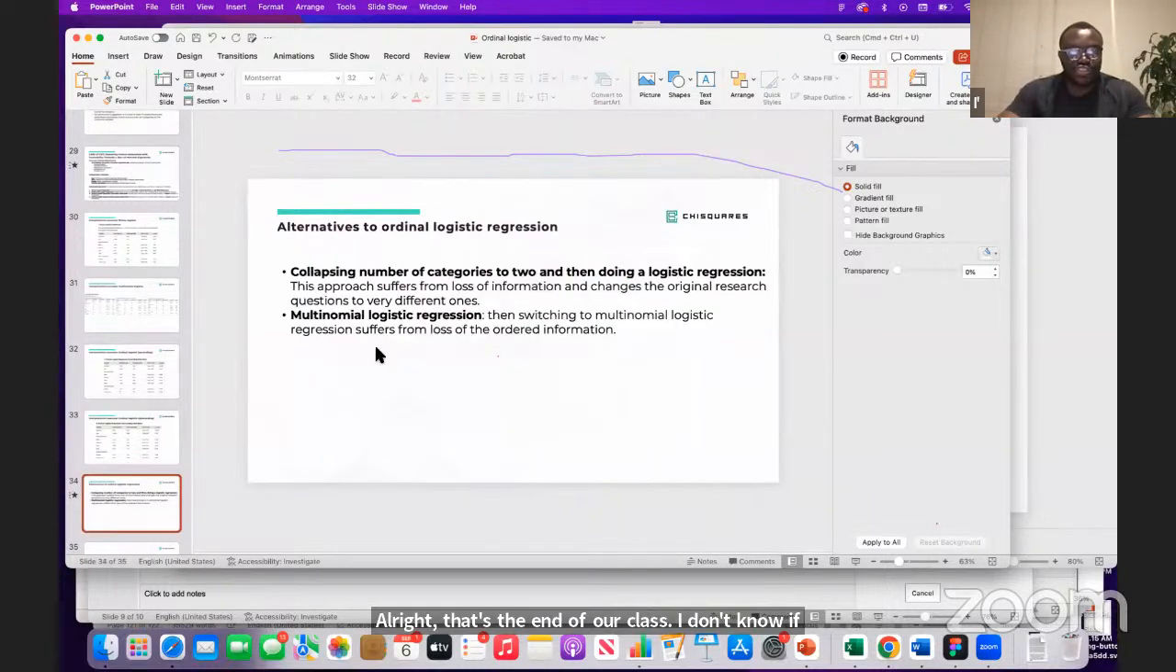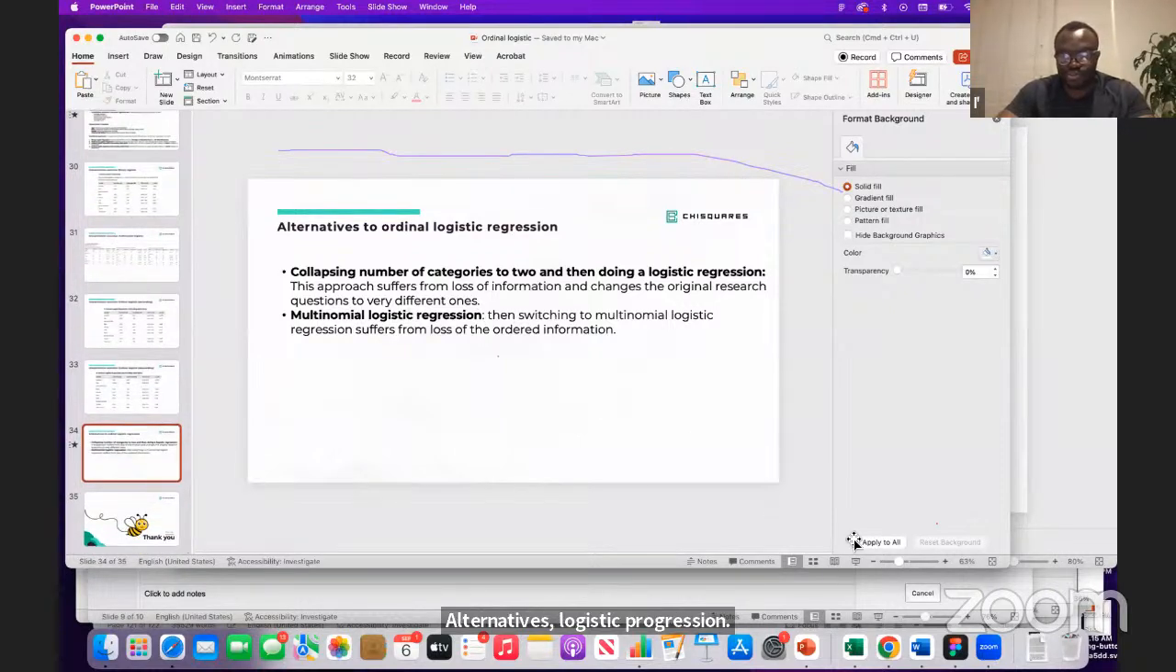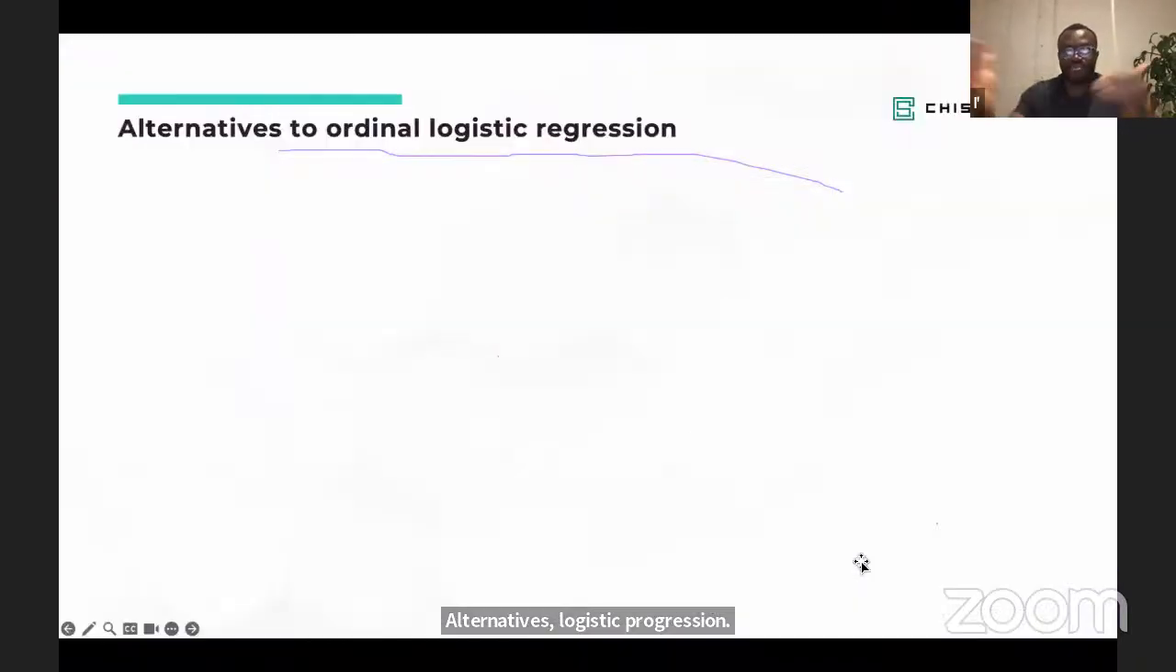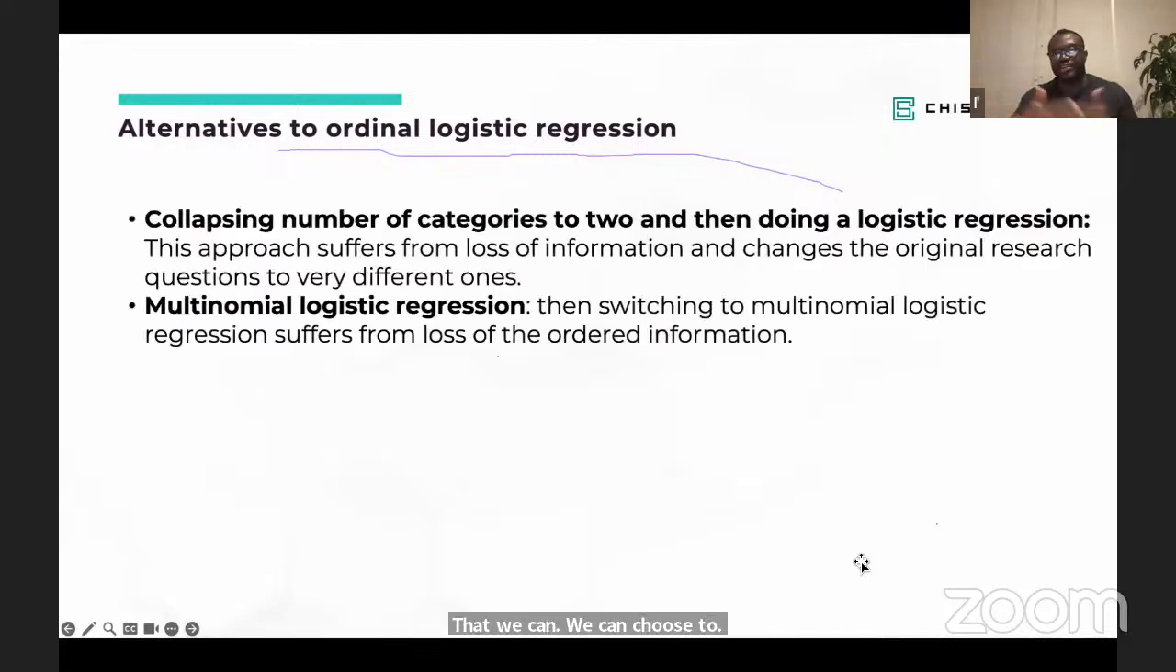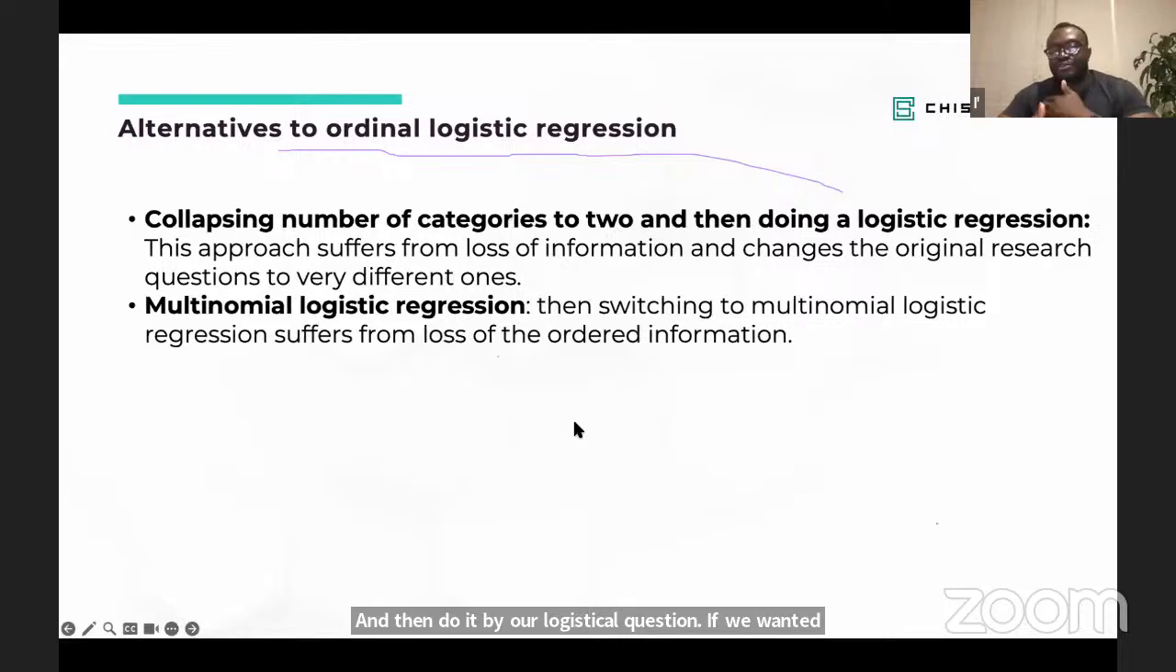The last slide is just showing you alternatives to ordinal logistic regression, that we can choose to collapse the variables into 2 and then do a binary logistic regression if we wanted. Or we can use a multinomial logistic regression if we can argue that, well, they are not ordered. But of course, if they are truly ordered, then we lose information from the fact that we already had an ordered variable and we've decided to discard all of that order.